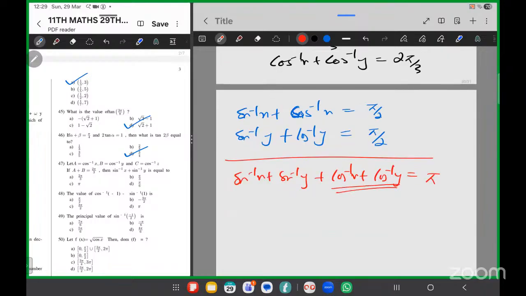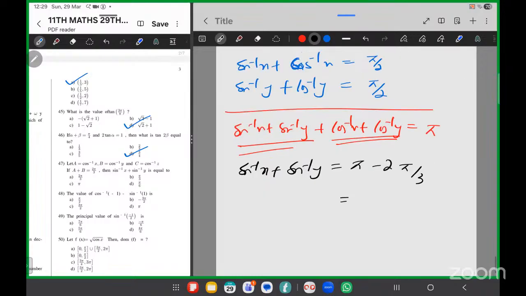So this will become sin inverse x plus sin inverse y equal to pi minus 2 pi by 3. So 3 pi minus 2 pi is pi by 3. Answer is option B.